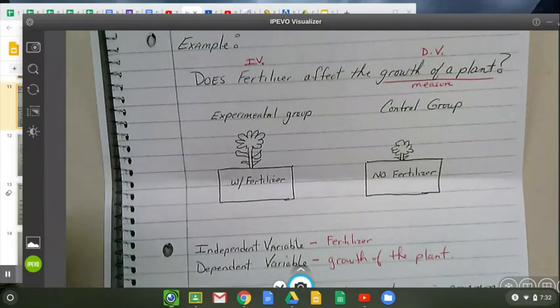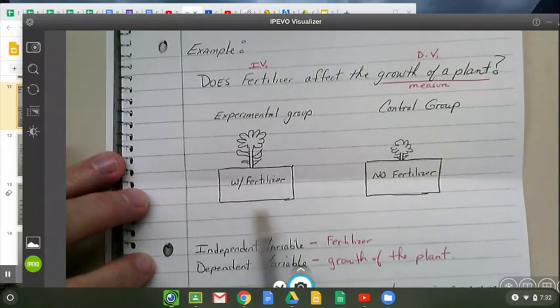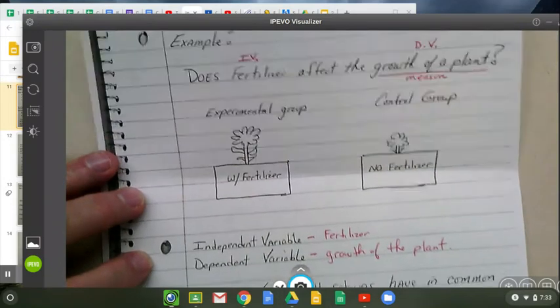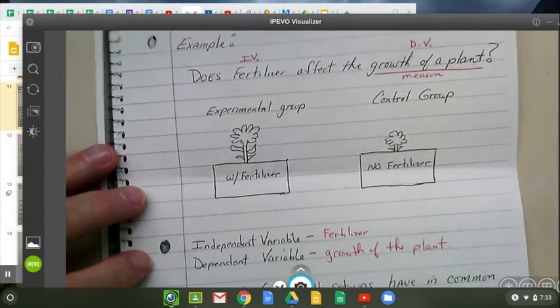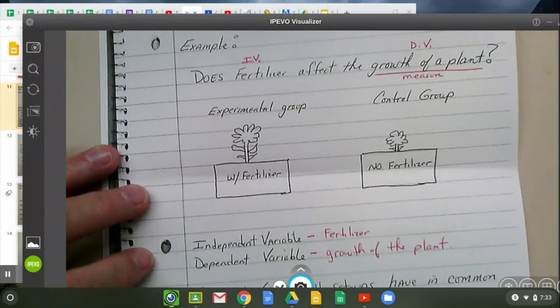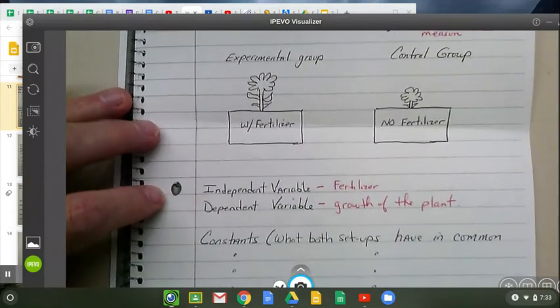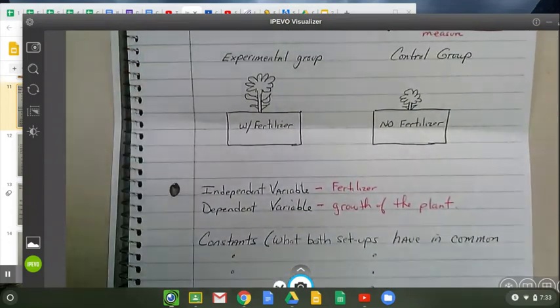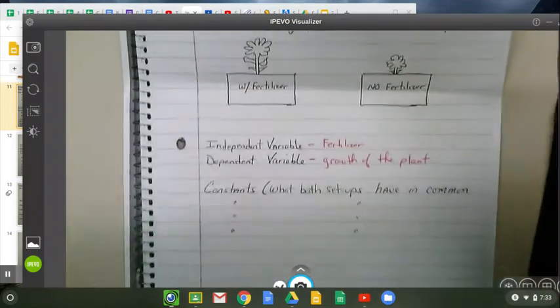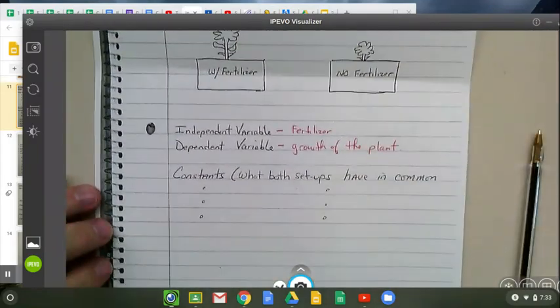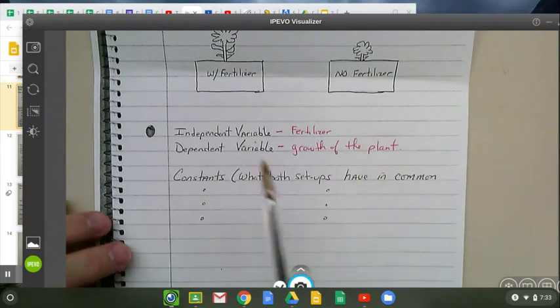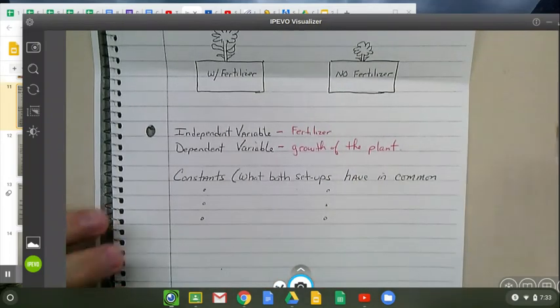All right, so I have my two setups here. I have my flower pots, one with fertilizer, one with no fertilizer. I got the two plants in there. All right. Now there's something else that is very crucial when we're setting up these experiments, and it's something called a constant. Okay, now a constant is something that both setups have in common.